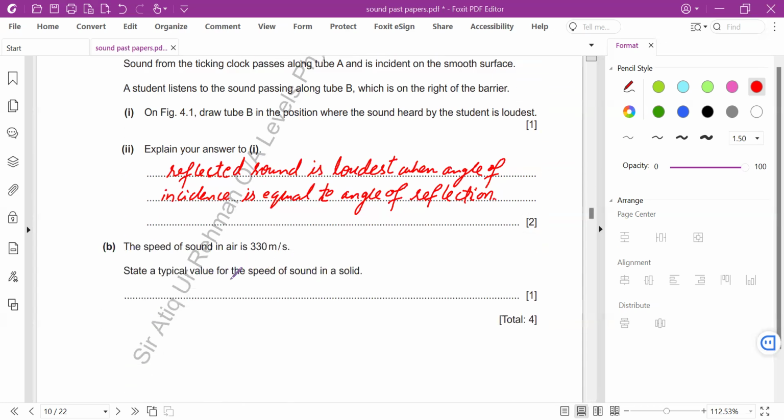Speed of sound in solid is typically 5000 meters per second. We already know the range, as already discussed in the above question, is 2000 meters per second to 8000 meters per second.